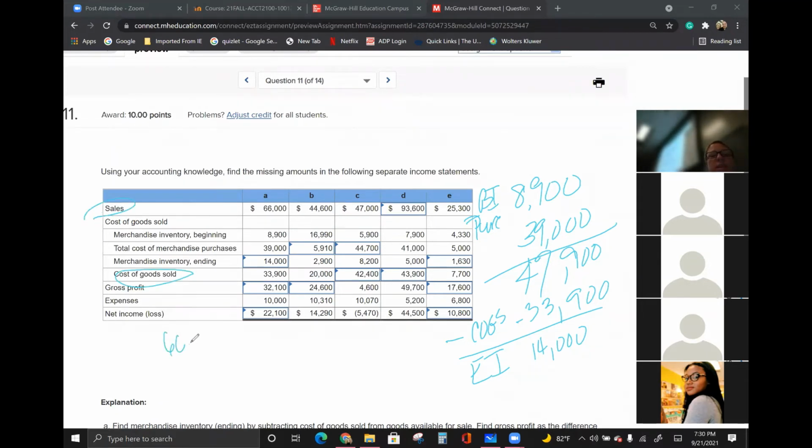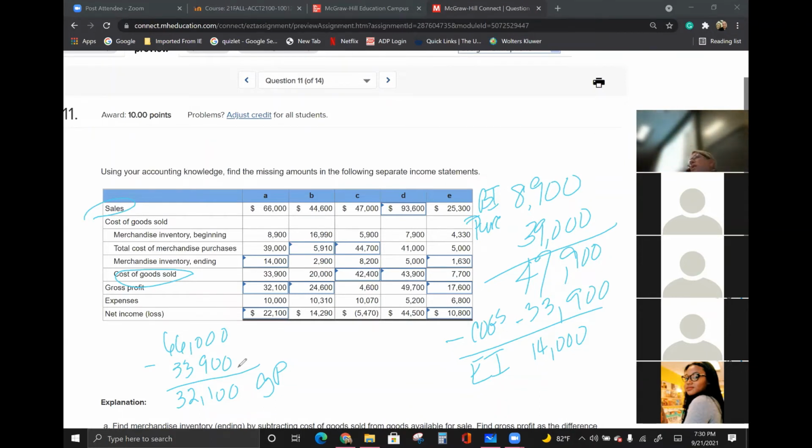So we know the cost of goods sold and we know the sales. So you take the 66,000 less the cost of goods sold, which is 33,900. Okay, that's 32,100. That's my gross profit. It tells me my expenses are 10,000. So I need to deduct the expenses in order to come up with the net income. That's where the 22,100 comes from.